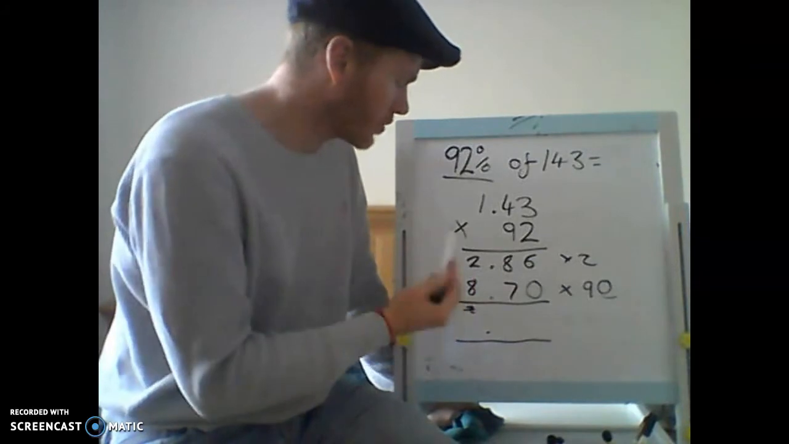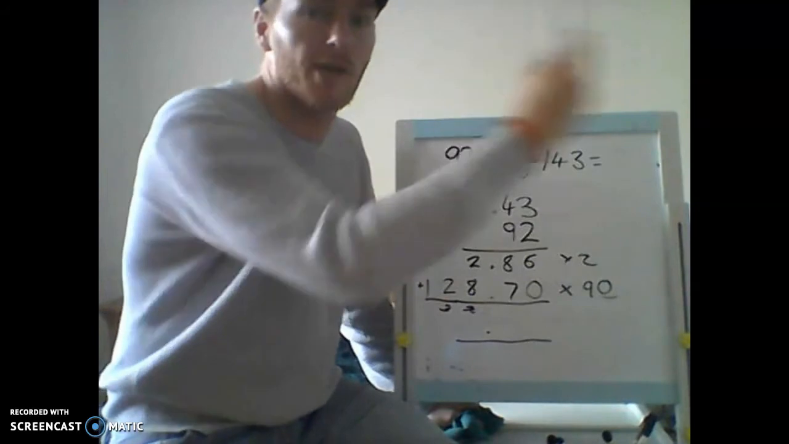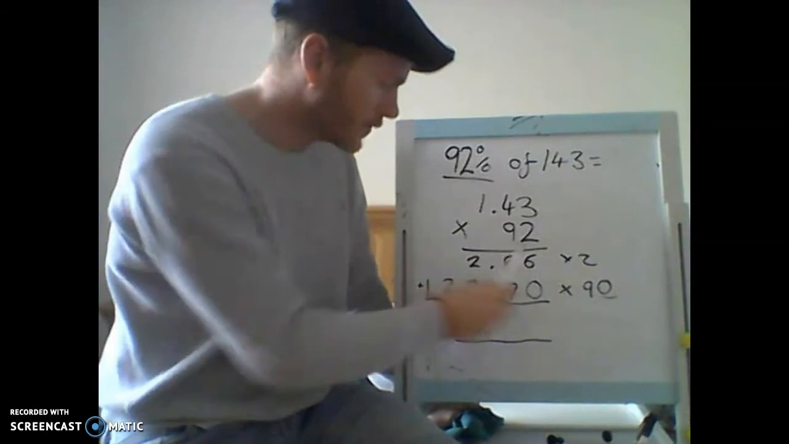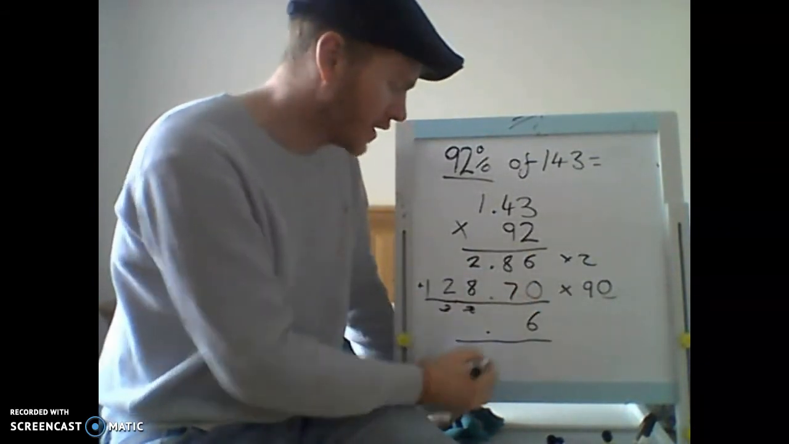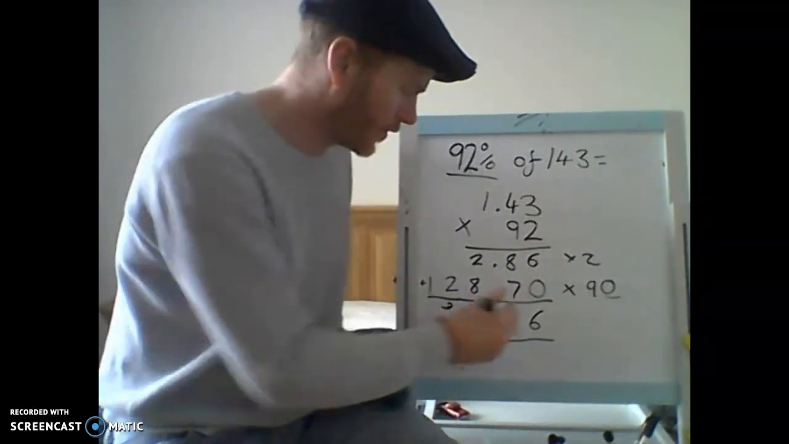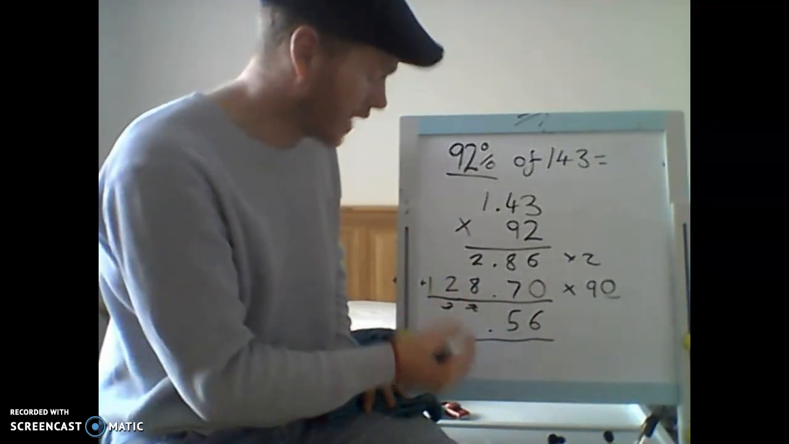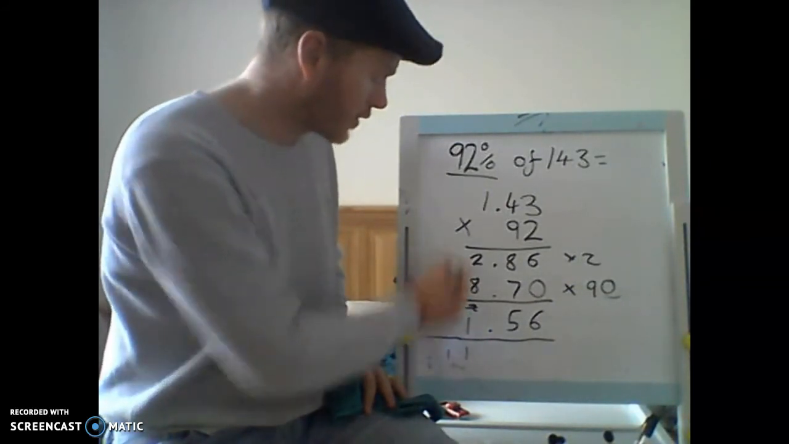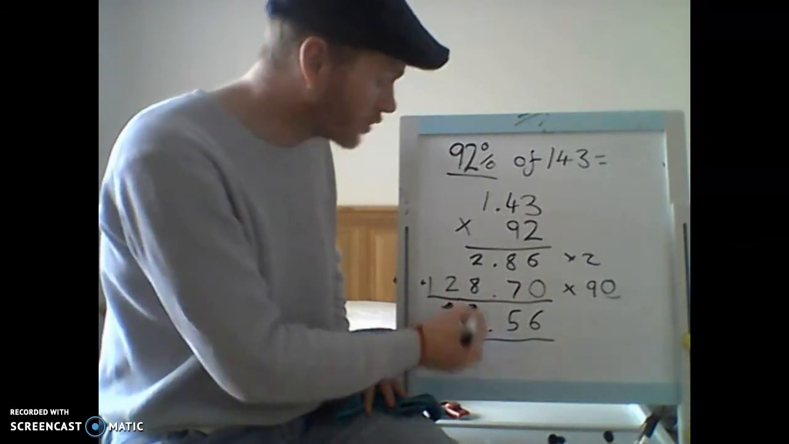And I know that it's going to be a number that's relatively close to 143 because 92% is nearer 100% than 0%. So I know it's going to be near 143. So let's see if that works. 6 add 0, 6. 8 add 7 is 15. Apologies. 2 add 8 is 10, add the 1 is 11. Elongate this one. 2 add nothing, add 1 is 3. 1 add nothing, so it's 131.56.